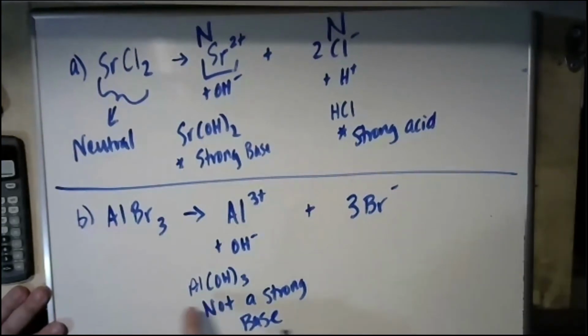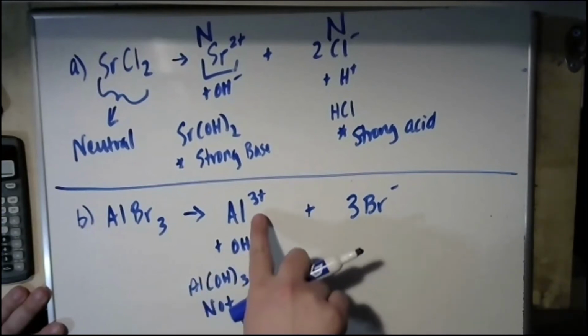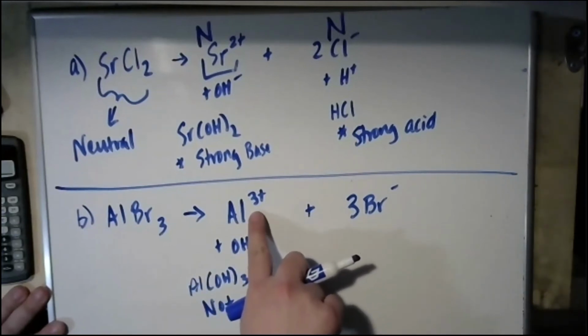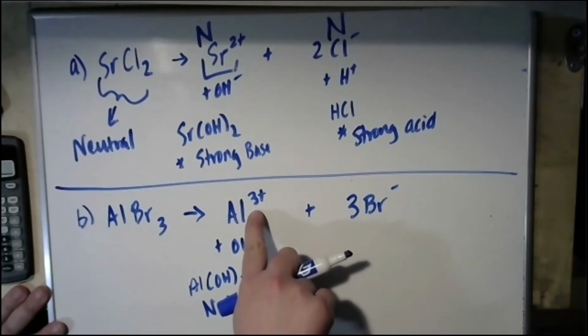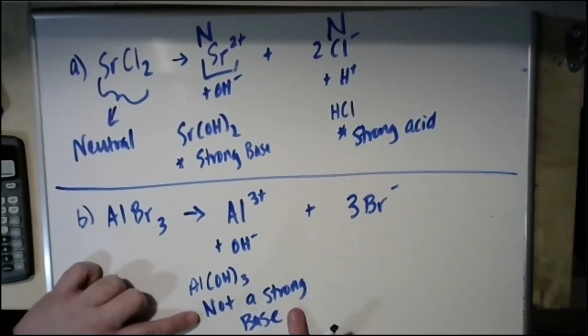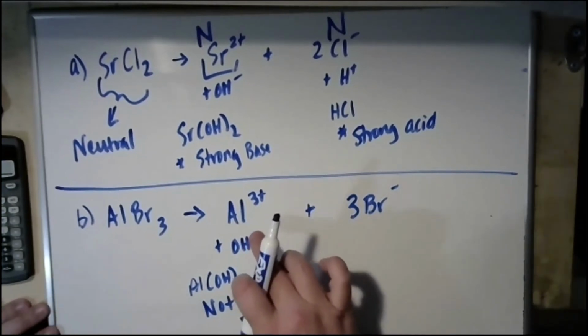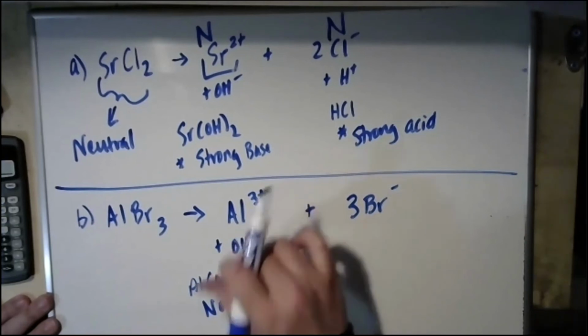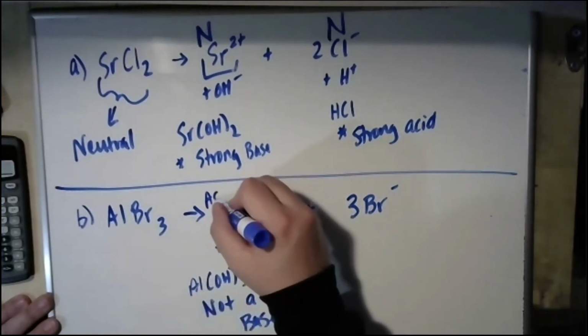So even if you didn't prove it to yourself by seeing whether or not it formed a strong base, you could look at this and say, well, I have a small metal with a pretty high charge, so that's probably going to behave as an acid. Regardless, once you see that combining it with hydroxide does not form a strong base, then you know that this ion is going to be an acidic one.